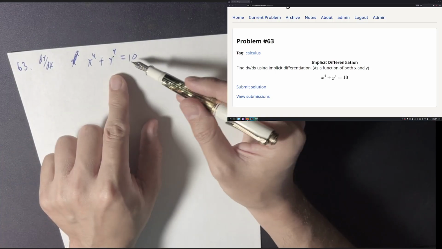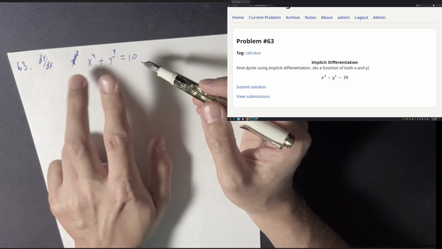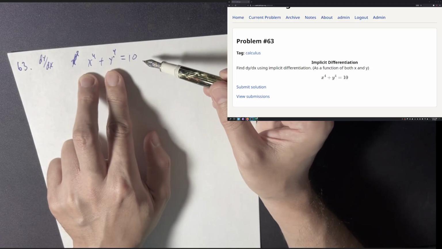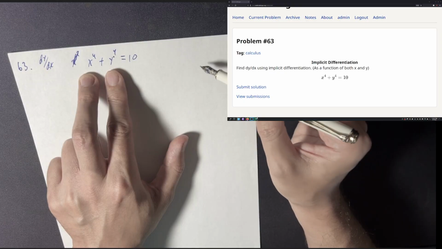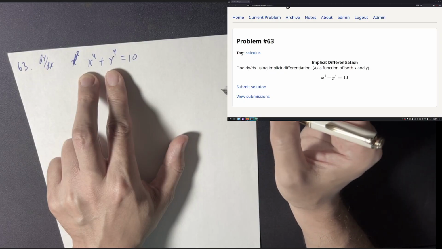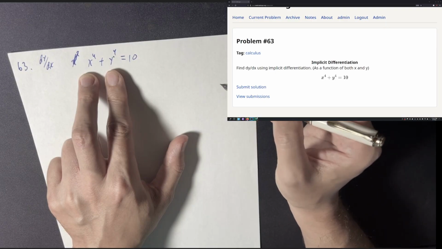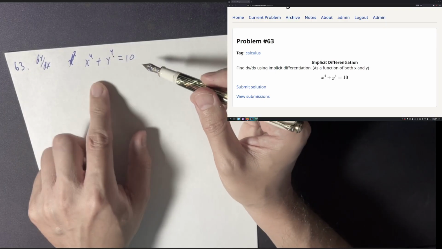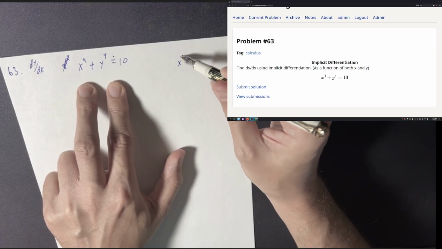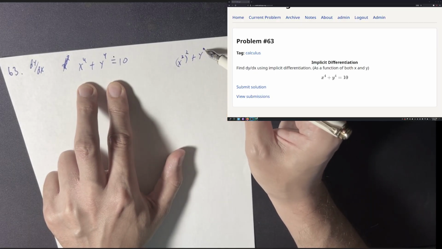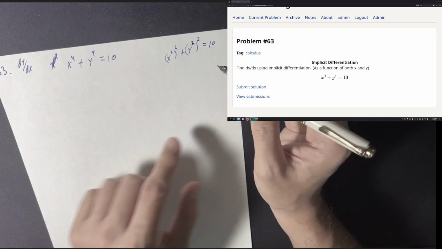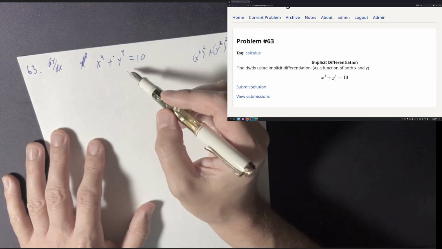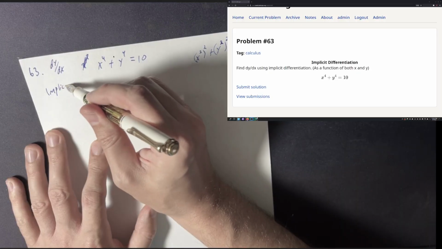I don't know what this looks like off the top of my head, although I do know if these were squares, that would be a circle. So that's good instinct. It's probably something like a circle that's been bent out of shape a little bit at the edges or at the corners. I'm just winging it. You could also rephrase this as x squared squared plus y squared squared, if you really wanted to think about what this looks like. We don't need to do that, though. So find the derivative using implicit differentiation.